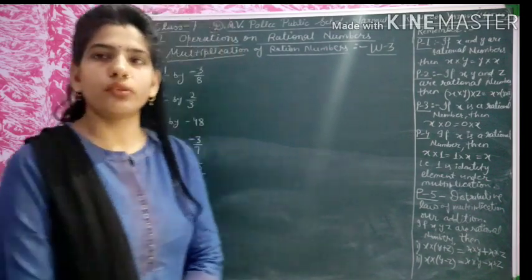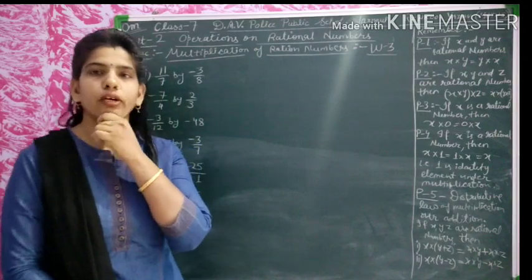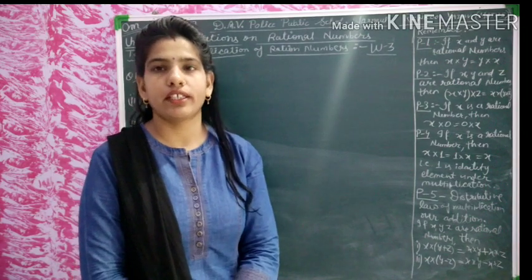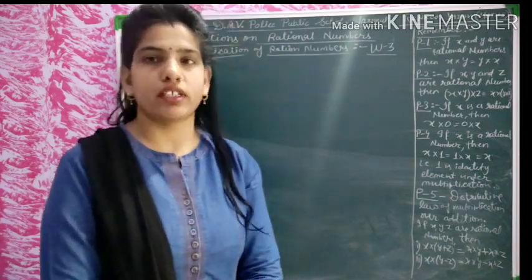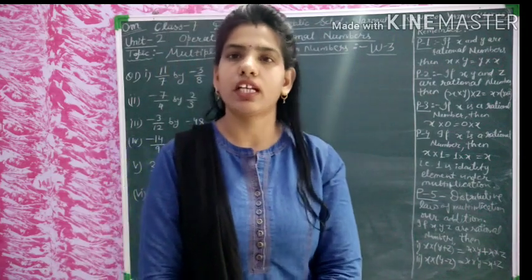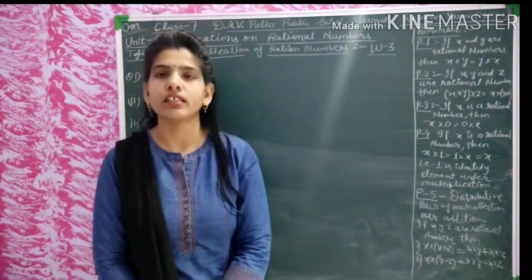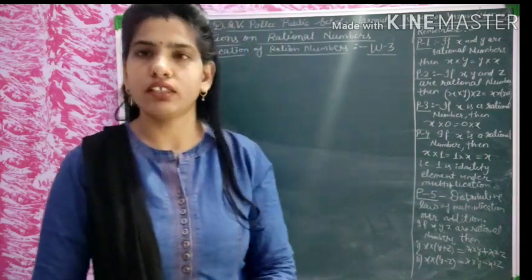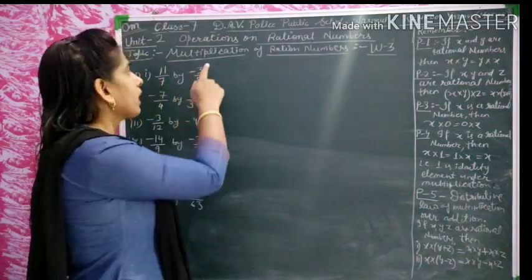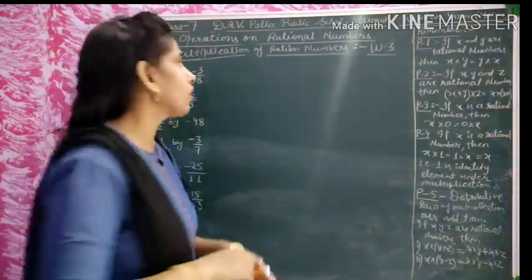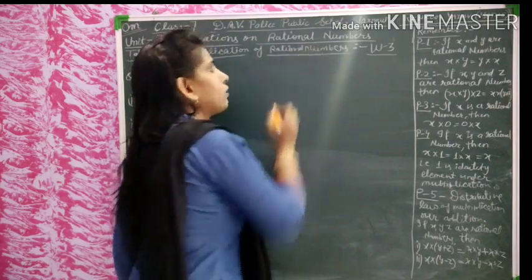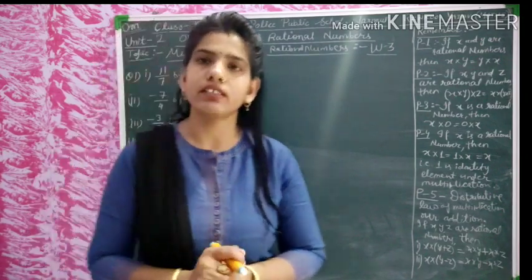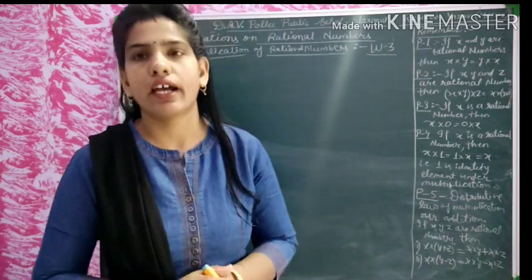Yes students, now today I am going to tell you about operations on rational numbers, that is unit 2, and the topic is multiplication of rational numbers. We have already done the properties of rational numbers for addition and subtraction operations. Now today we have the operation of multiplication of rational numbers. In multiplication of rational numbers, all properties are satisfied as well as those properties which are satisfied in addition.